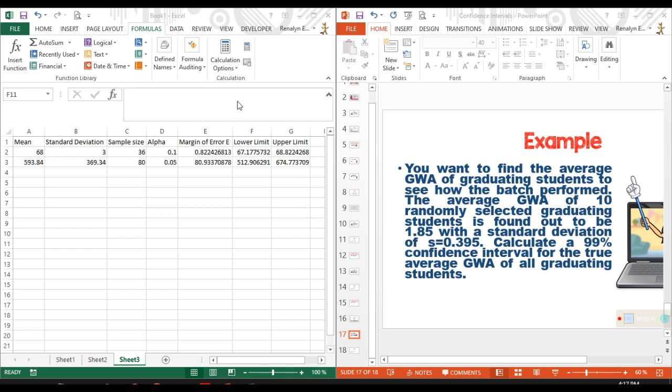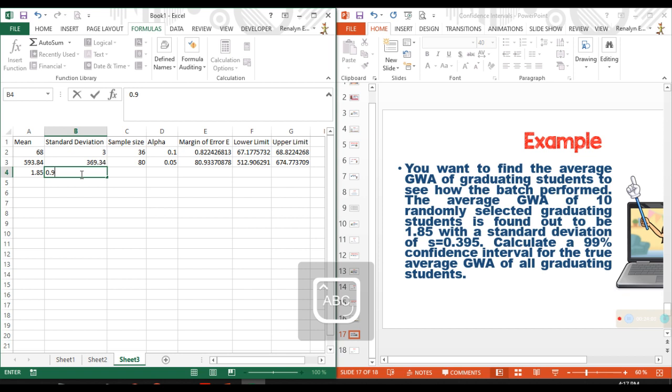Okay. So, for the Excel computation, magpapalit po tayo ng formula. Ha? So, for the mean, input natin siya dito, that is 1.85. For the standard deviation, it is found out to be 0.395. Sample size natin ay 10 lang. 10 lang sila na tinanong. Ang alpha natin, kung ano yung nilagay dito, syempre. So, we have 99%, that is 0.01.